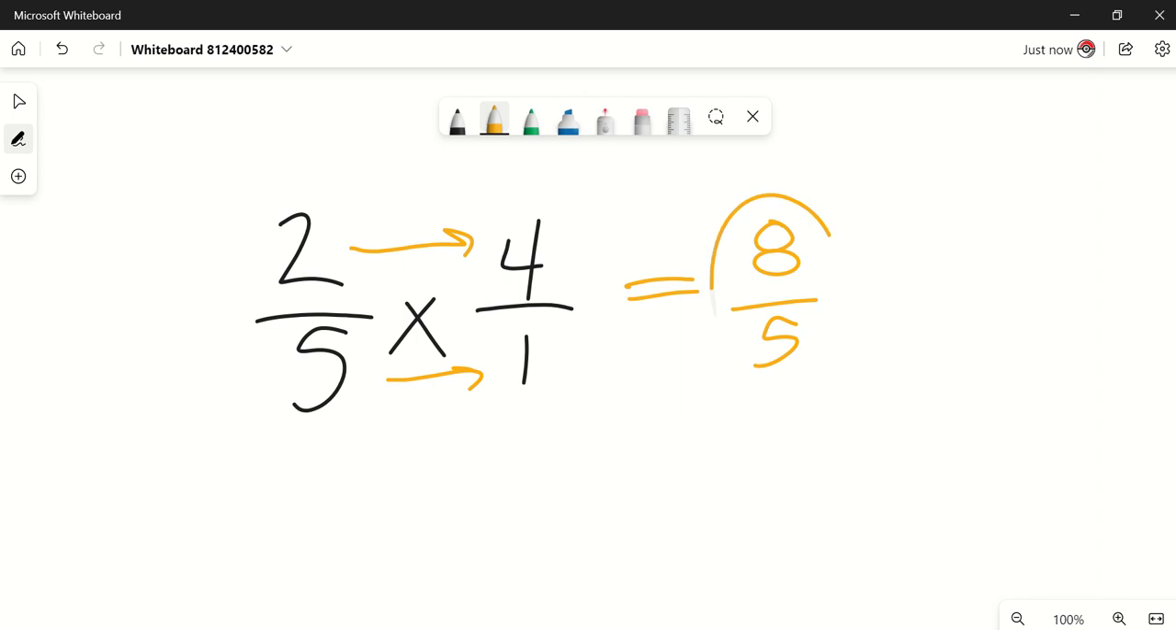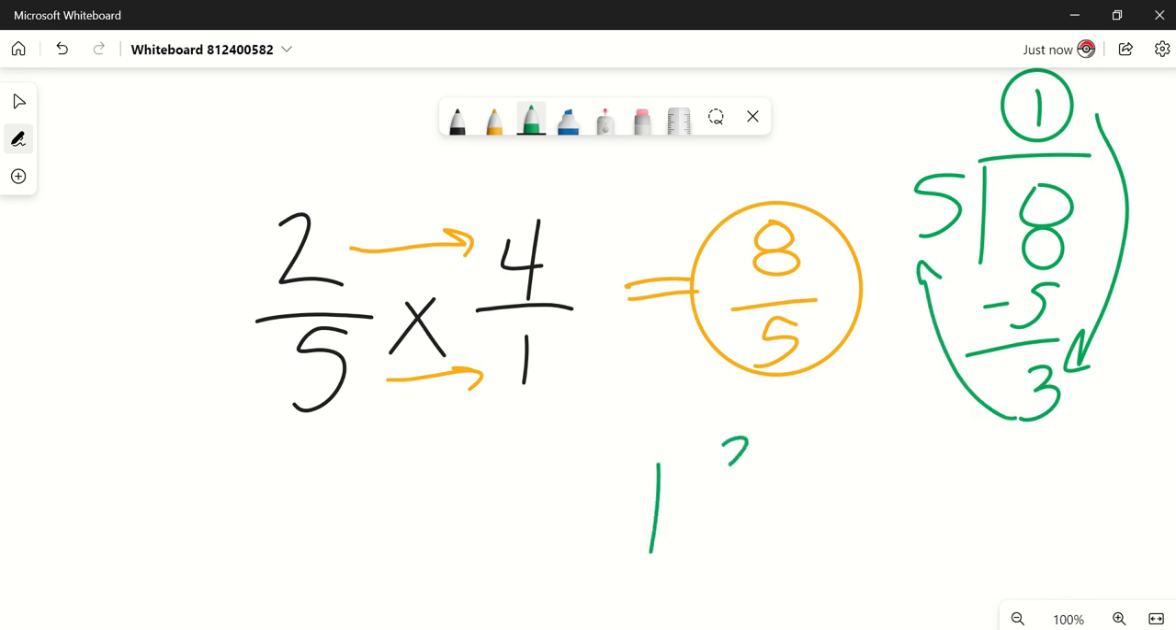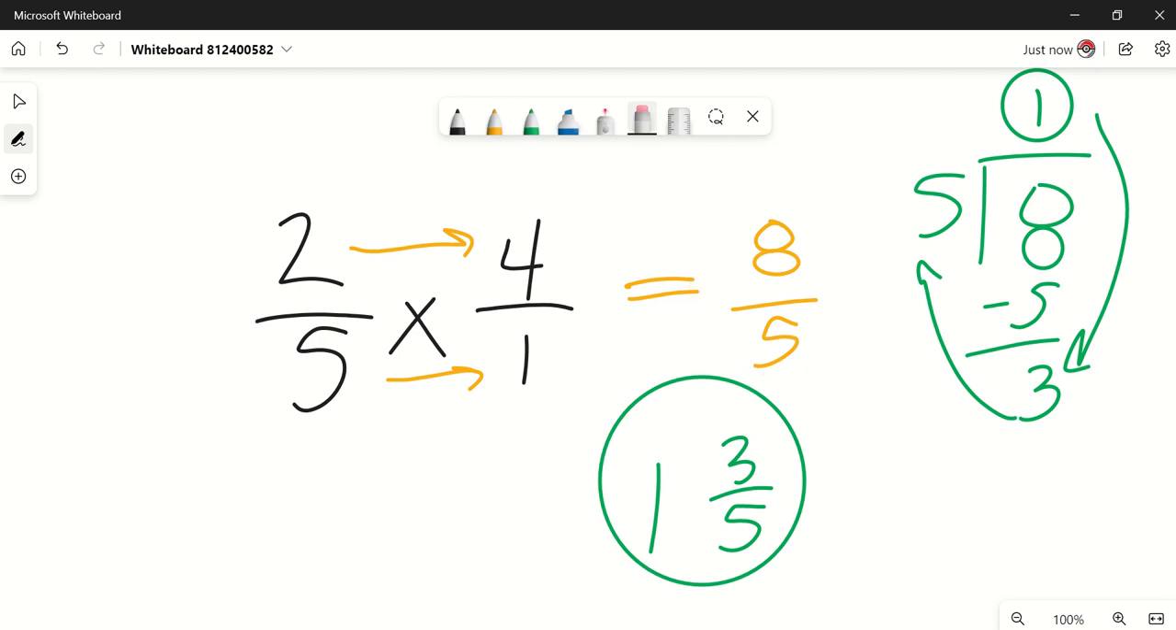Improper fraction again. Don't like that. Need to go ahead and divide 8 by 5. 5 will only go into 8 one time. That will be 5. When I subtract, I'll get 3 left over. My answer should be 1 3/5. And 3 over 5 have no common factors, so therefore it is simplified. That is my answer. This is not my answer.